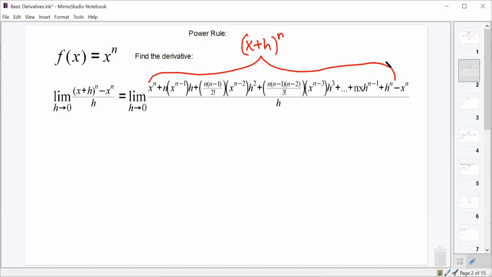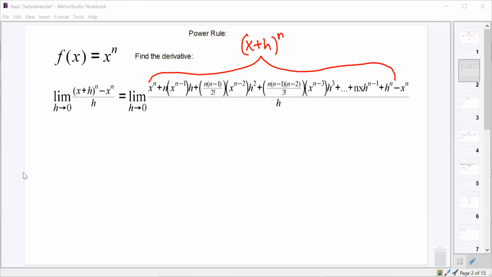You don't need to know that, and you're not going to need to be able to prove this power rule, but just hopefully you can accept that this is that expansion. Everybody good with that? Yeah. We're good. Okay.